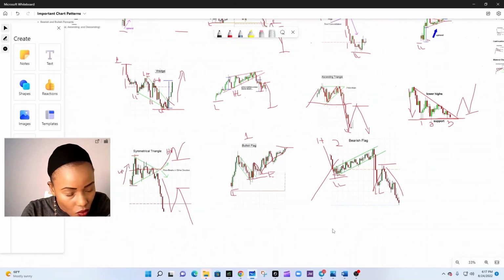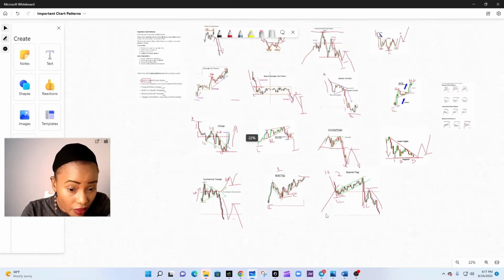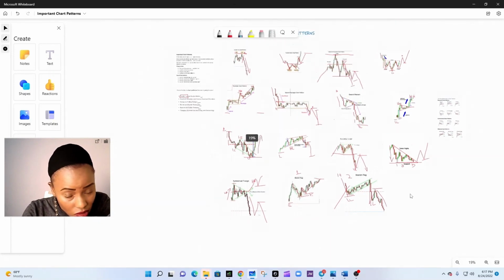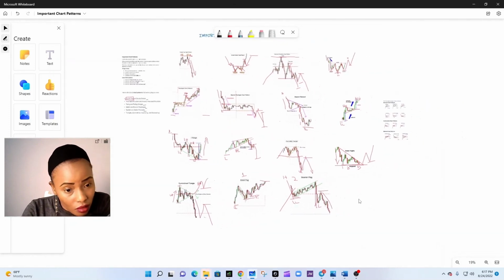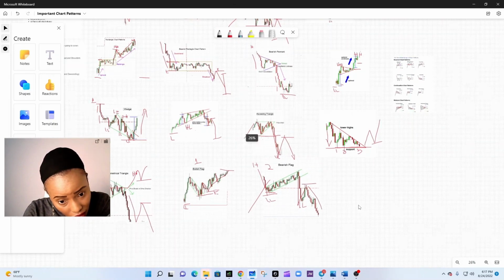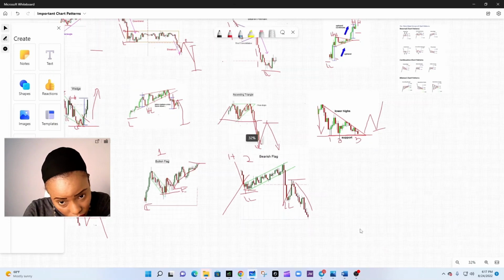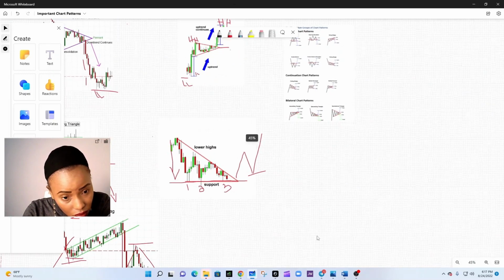So I hope you've learned the important chart patterns. Remember, there are so many chart patterns, but these are the most important ones, and they are easy to identify, especially for beginner traders. These chart patterns can be easily identified as the market structure forms. So I have a summary here of the classifications of these chart patterns.